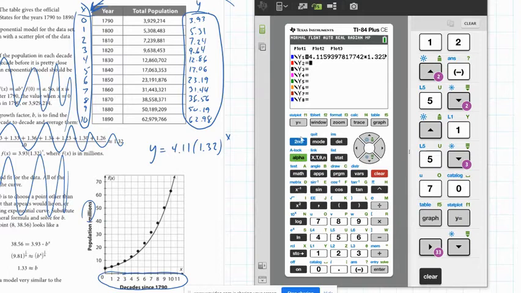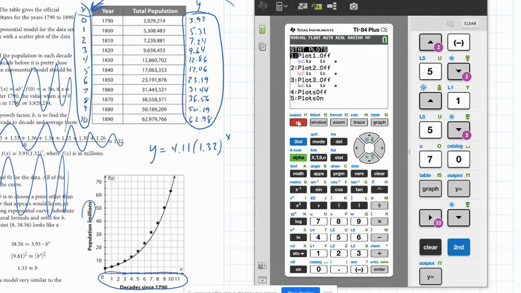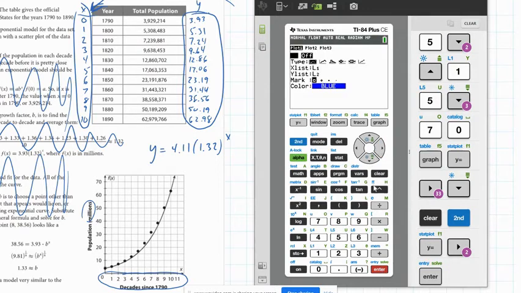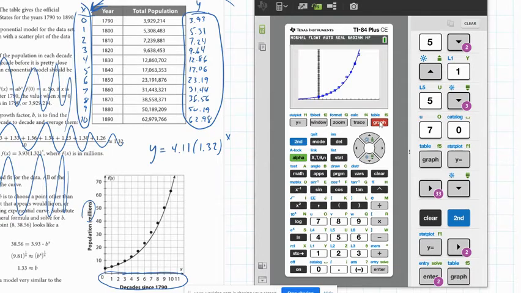Now we just need to be able to see the data. And so I'll go to second stat plot. And plot 1 right now is off, so I'm going to turn that on. And then it's graphing dots in list 1 and list 2. Actually, the dot plot, but it's using the box symbol. And so we'll go ahead and graph now. And there's our data, and there's our curve.